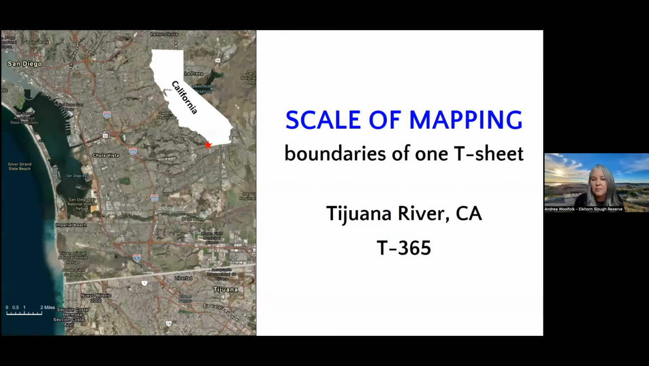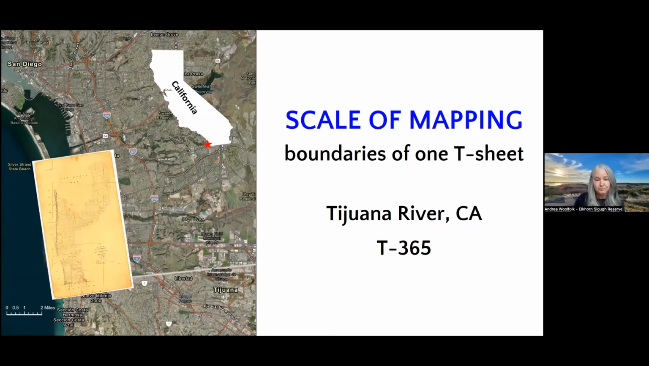So now let's talk about the scale of the T-sheets. T-sheets can be brought into GIS since most of them are very well surveyed. This is a screen grab from ArcGIS Pro, and we can see here that individual T-sheets are relatively small. Okay, so this T-sheet is an example from Southern California, and this is the T-sheet we used for the Tijuana River Reserve in San Diego, and this was mapped in the 1850s.